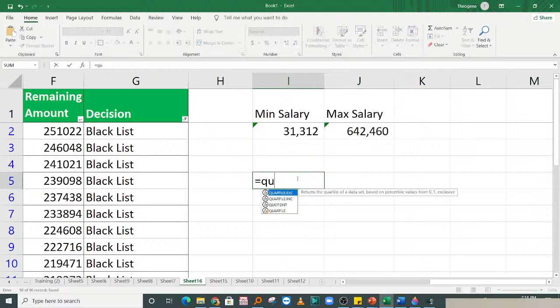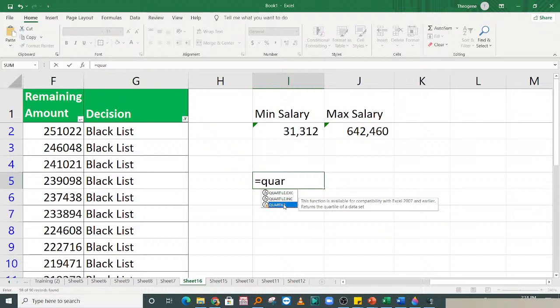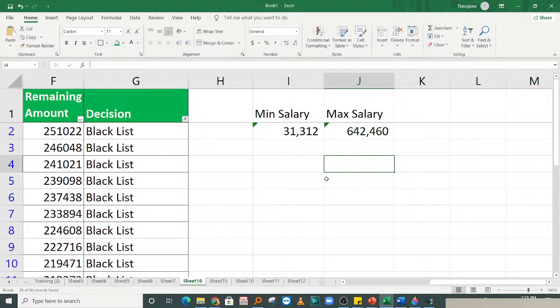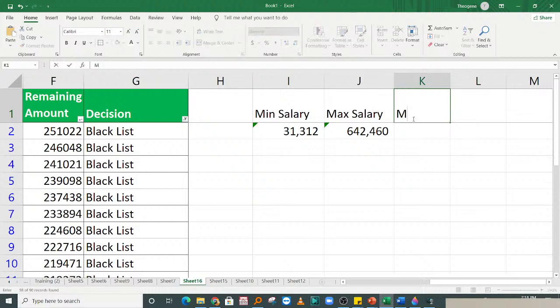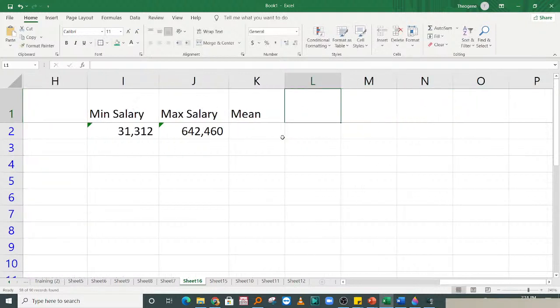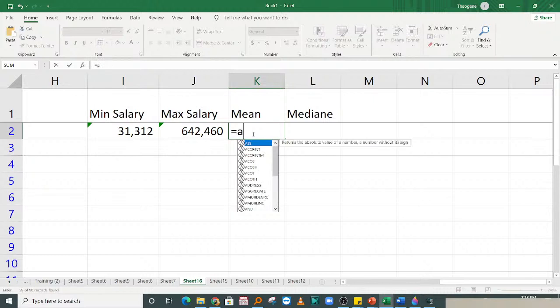Okay, so we need to know quartiles. So first of all, I have to explain basic statistics before we even move. So this is the minimum salary, this is the maximum salary, this is the, let's calculate the average. So okay, mean or average, let's say. So let's calculate the median. So the mean, average of the salary is what?